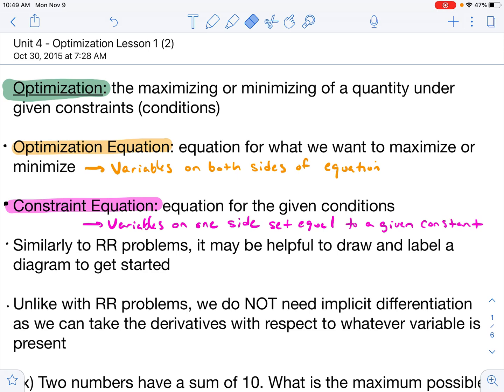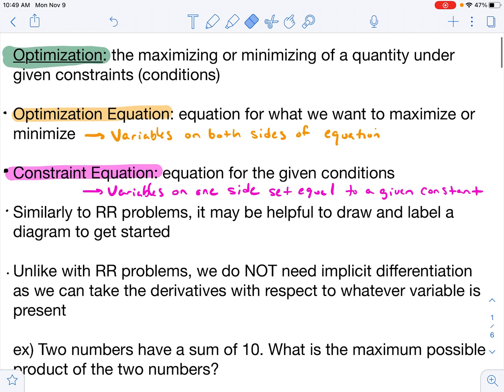Both will have variables within these equations, but a big difference is with the optimization equation, we're going to have variables on both sides of the equation, and with the constraint equation, one side of the equation will be set equal to a given constant. Similarly to related rates problems, it's often going to be helpful to draw and label a diagram to help us get going, not always, but often.